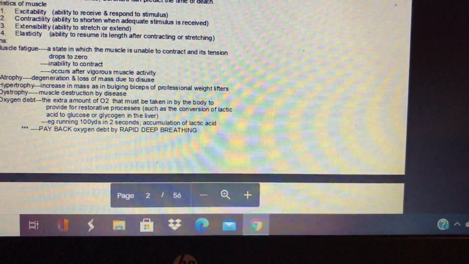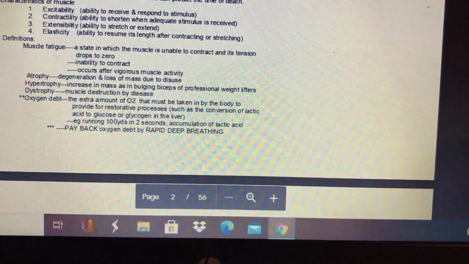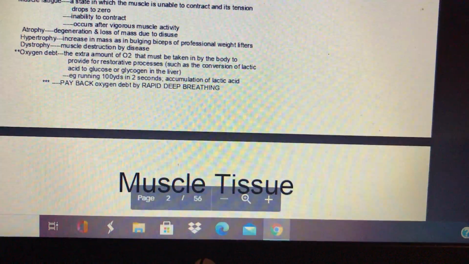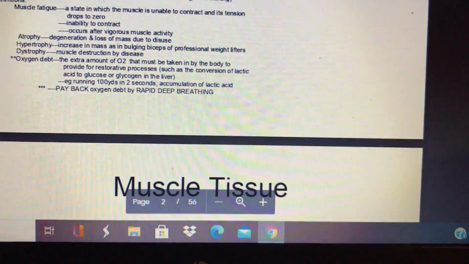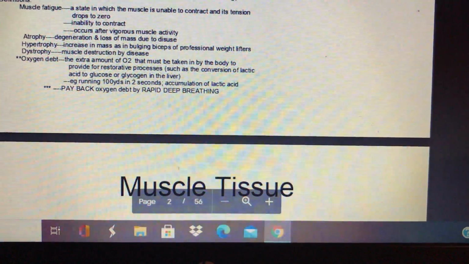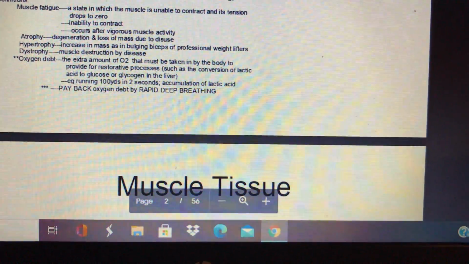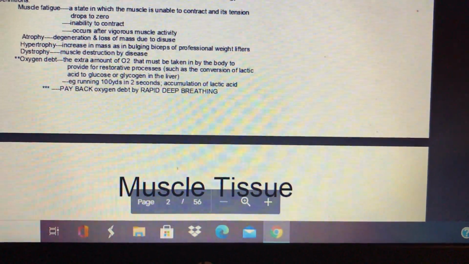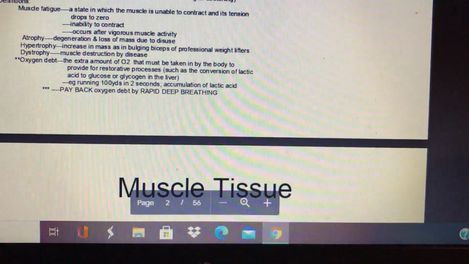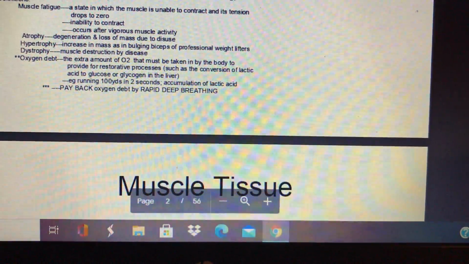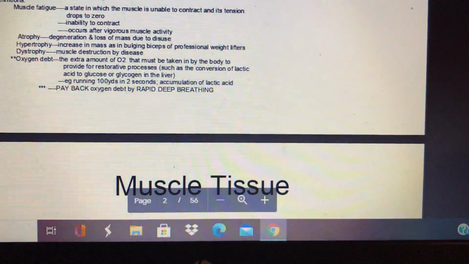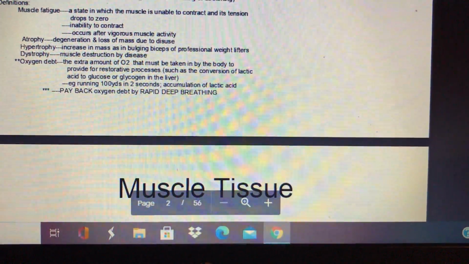Some definitions: muscle fatigue is a state in which the muscle is unable to contract and its tension drops to zero. Inability to contract occurs after vigorous muscle activity. Atrophy is degeneration and loss of mass due to disuse. Hypertrophy is increase in mass, as in bulging biceps of professional weightlifters. Dystrophy is muscle destruction by disease.